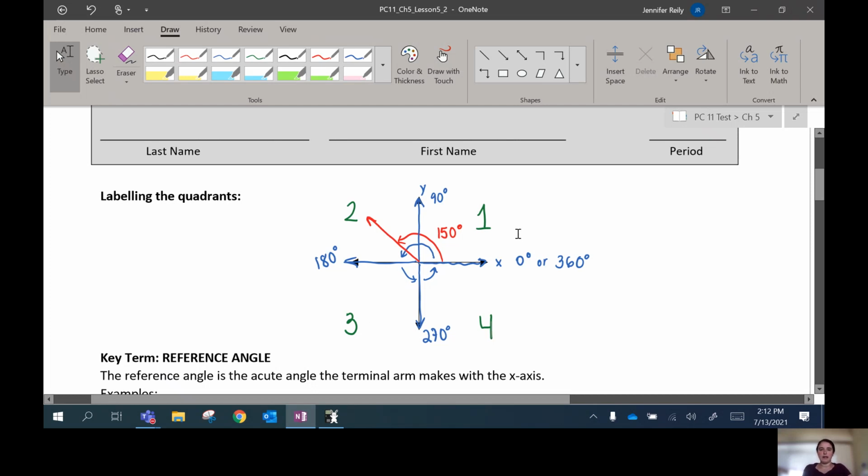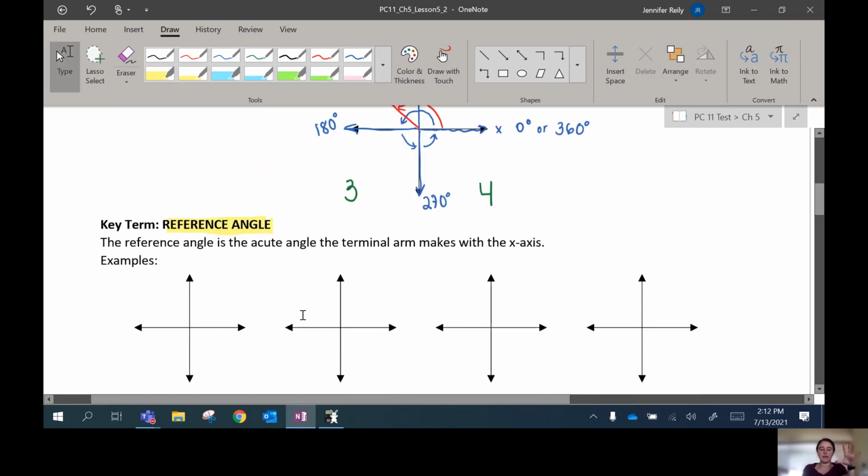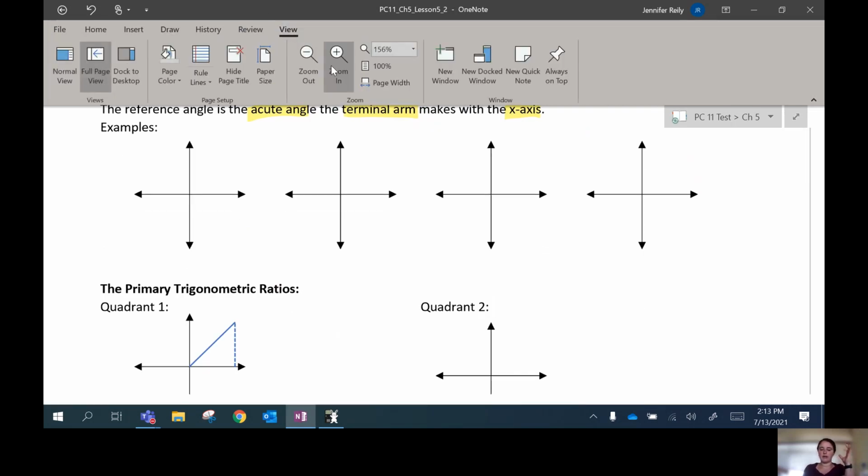The second thing that we need to look at is a key term for today. This is one of the main key terms we're going to learn today, and that's what's referred to as a reference angle. The reference angle, the definition of it is it's the acute angle that the terminal arm makes with the x-axis. Let me show you what that means in all 4 quadrants here. So I'm going to do 4 examples, one for each of the quadrants.